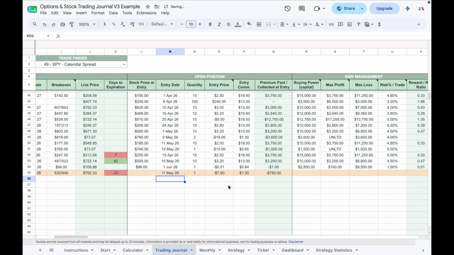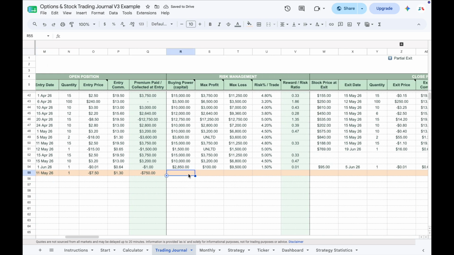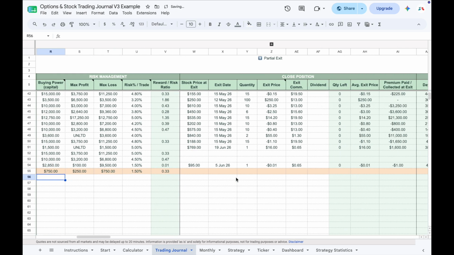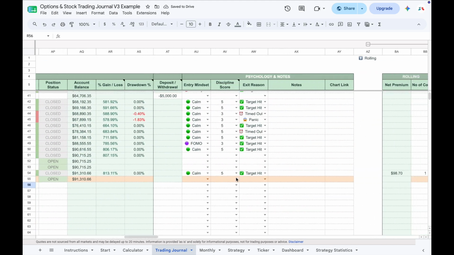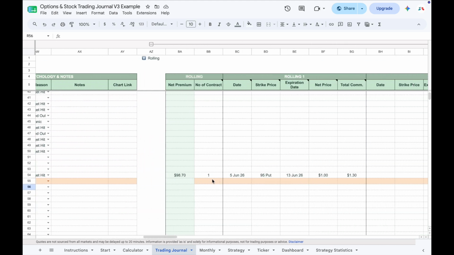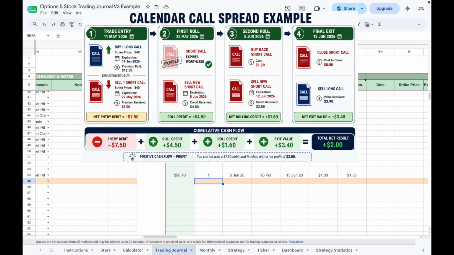Then record the risk management information, including the buying power, which is the amount of capital required by your broker. For a calendar spread, the buying power is simply the net debit paid to open the position. You can also record the maximum profit, maximum loss, and your risk percentage for the trade. If the trade involves rolling, simply enter the rolling details in the dedicated section. Input the number of contracts.